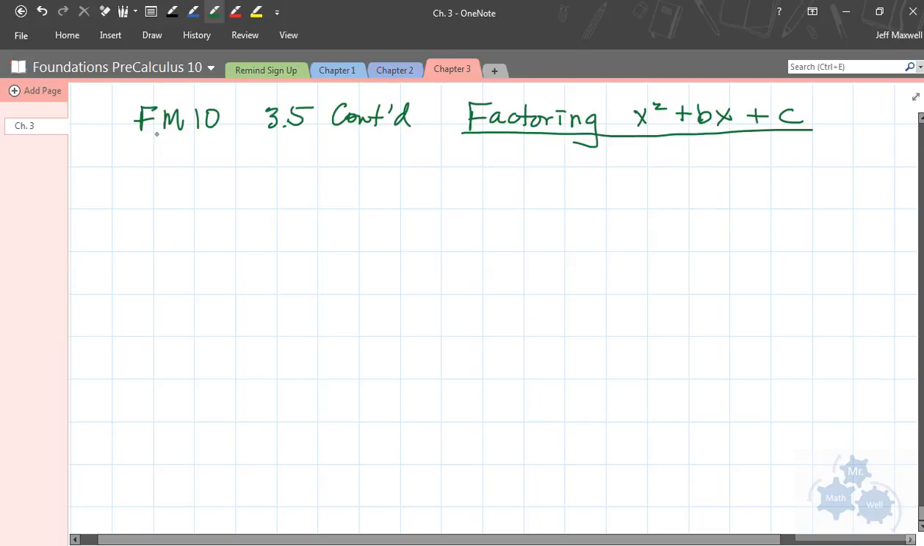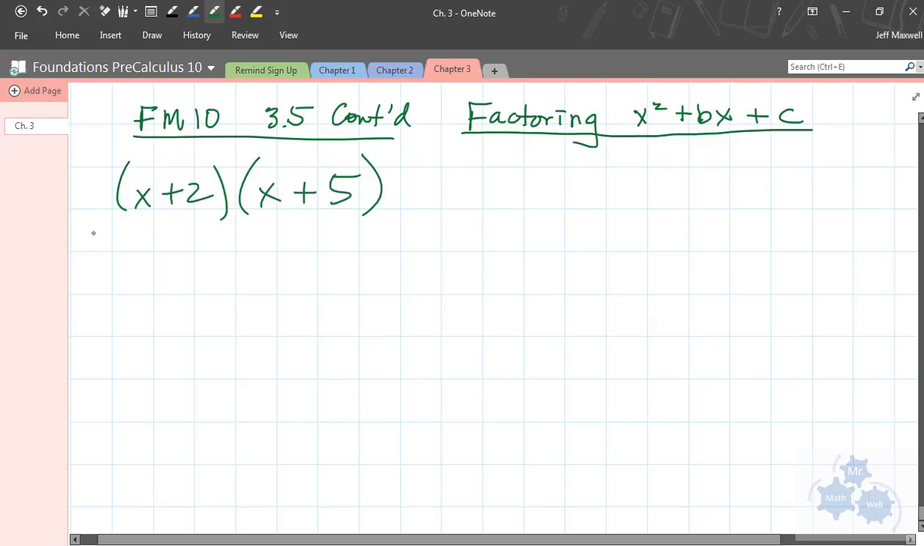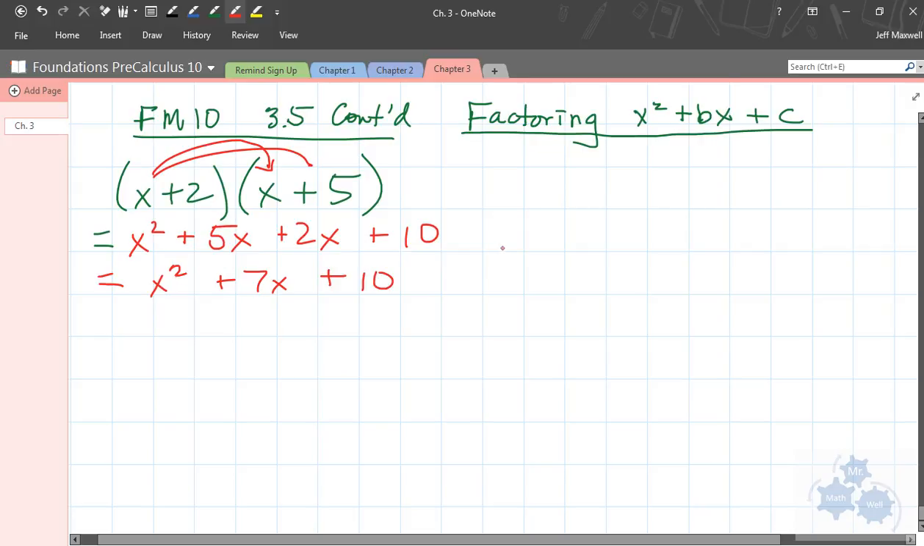And I just want to go over one more thing here with you. So just as a review from yesterday. Let's say we have x plus 2 times x plus 5. And if we're multiplying those together, you should by now know that x times x is x squared. X times 5 is 5x. Of course, it's positive here, and these are all positive, so it's easy. Positive 2 times x is plus 2x. Positive 2 times positive 5 is plus 10. We gather like terms, and we get x squared plus 7x plus 10.